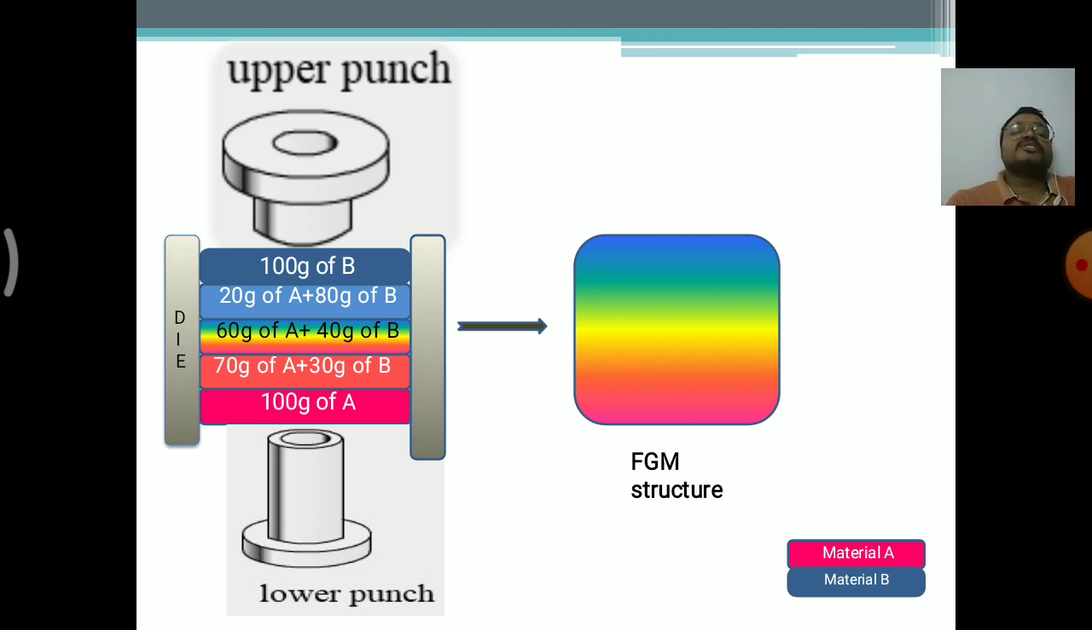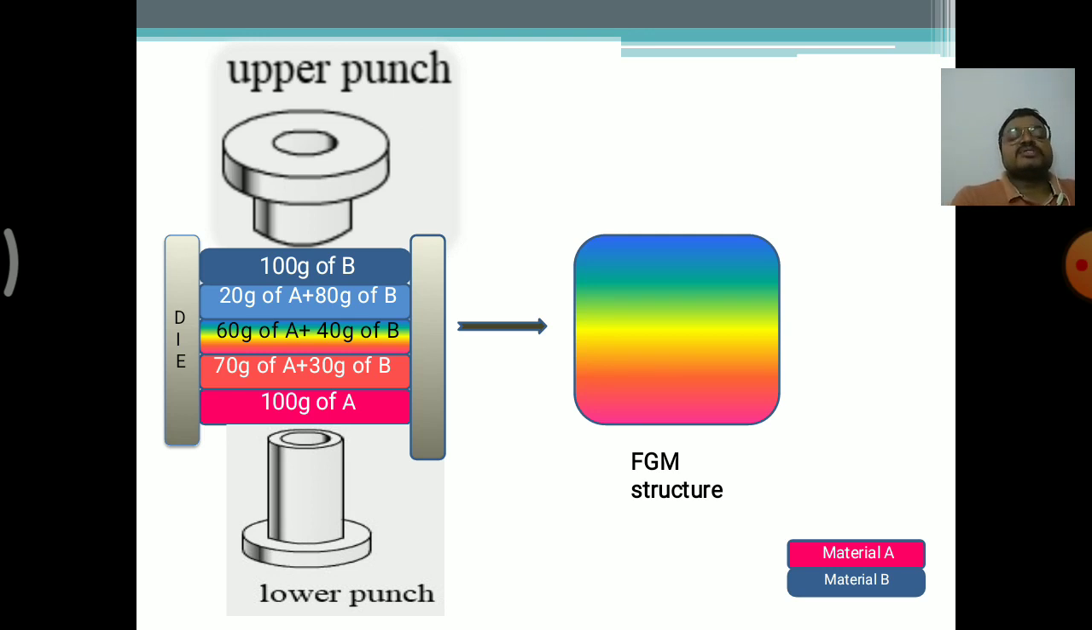After the transition stage, it is the phase change addition. And the last one is 100 grams of A material, that is totally changed into the other material. So we started with the B material but ended with the A material. So this is the basic structure of the FGMs.